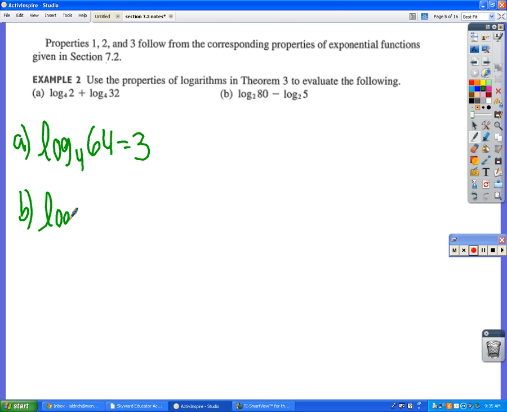So what if they have different bases? Then you can't do it. How about log base 2 of 80 minus log base 2 of 15? Subtraction is the same as division.